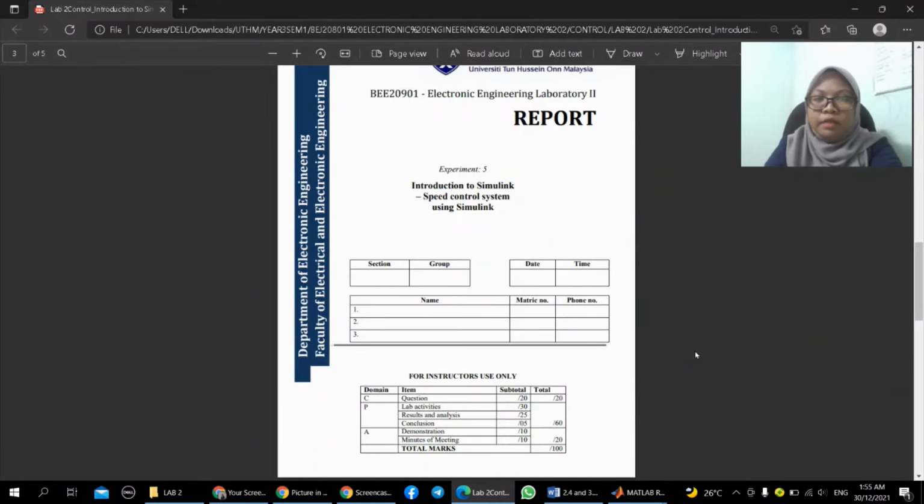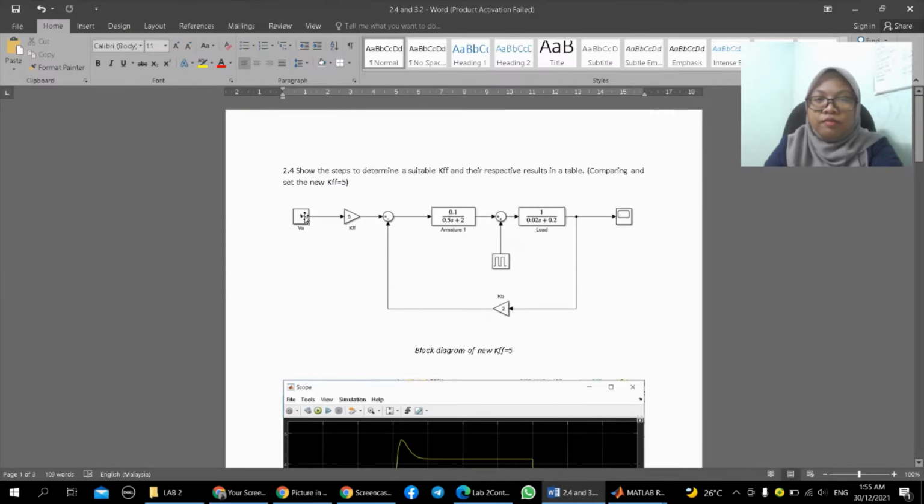My name is Nabila Binti Rizai, entry number CE19005. For experiment 5, introduction to speed control system using Simulink, I will present question 2.4: show the step to determine a suitable KFF, compare, and set the new KFF.